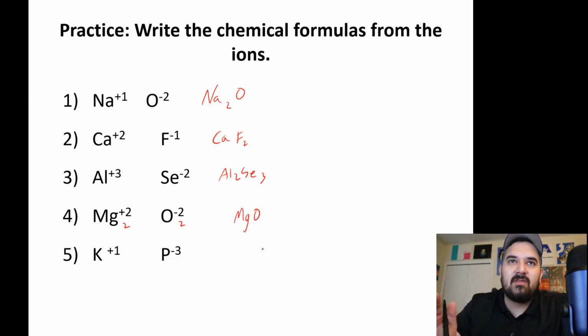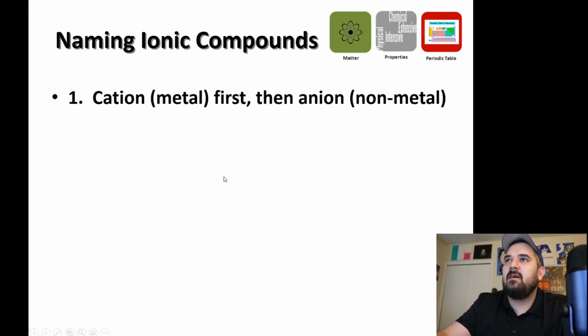So you don't need to write out the 2's because the least common multiple of 2 is going to be 1. So MgO, that's going to be magnesium oxide. And then here we have K3P, and that's going to be potassium phosphide. And that's it with the ionic compounds.